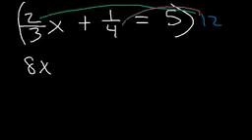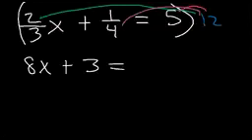12 times 1/4 is the same as 12 divided by 4. So that's going to be 3. And 12 times 5. 5 times 10 is 50. 5 times 2 is 10. 50 and 10 gives you 60. So 5 times 12 is 60.